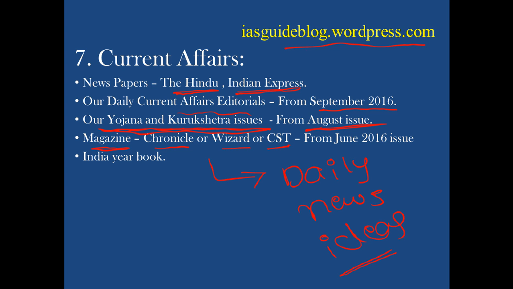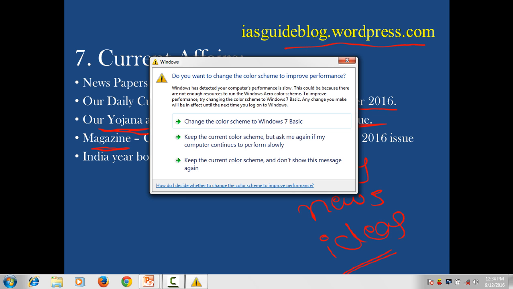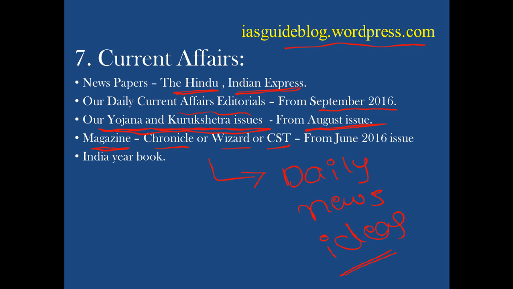Don't go for copy paste and ready-made type of mind maps which are available on popular websites. Don't go for the copy paste material, news items and all. Just see The Hindu, then Chronicle, Wizard or CST. That's enough for current affairs.